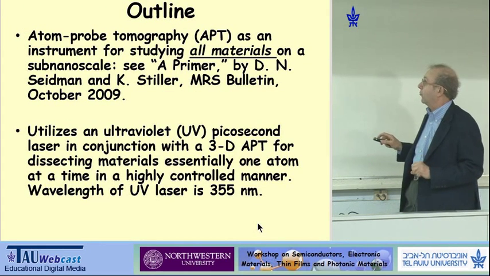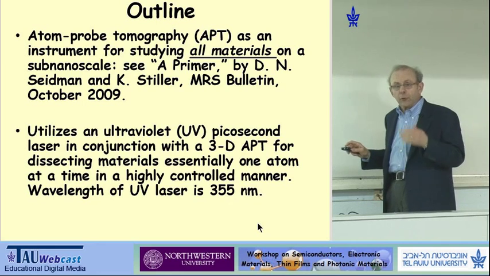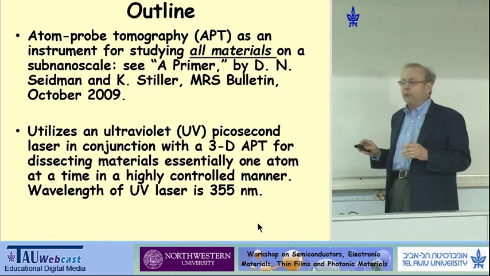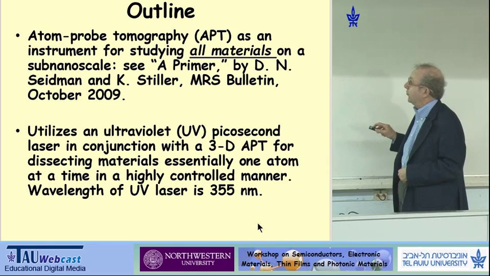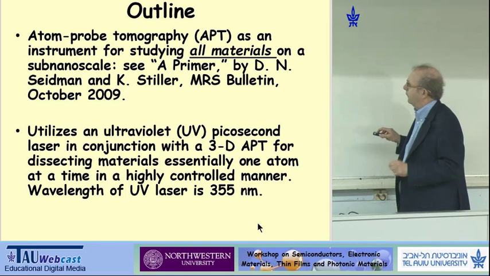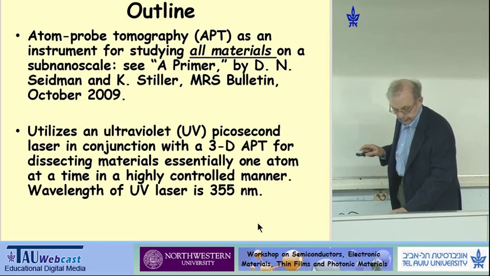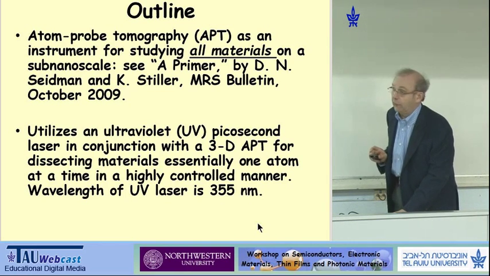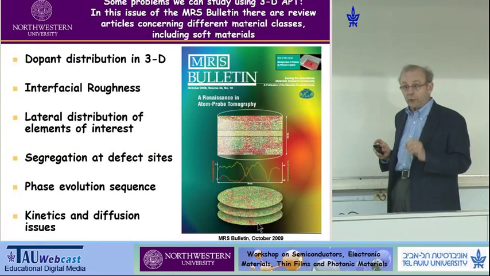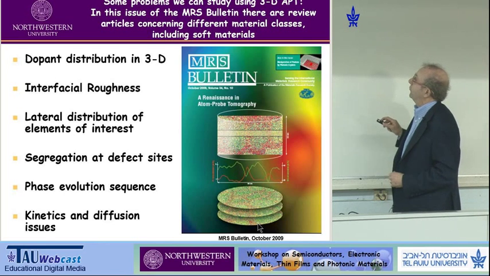Now with our present instrument, rather than using voltage pulses, originally people used voltage pulses to evaporate the atoms from the surface of the tip. Now we use a UHV laser, and it's a picosecond laser, and it has a wavelength of about 355 nanometers. And this turns out to be a game changer for this whole technique. The energies per pulse are of the order of picojoules. You can go down to picojoules. Before this, we had a green laser, and we were using nanojoules.